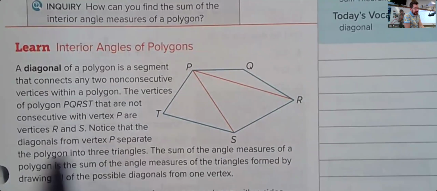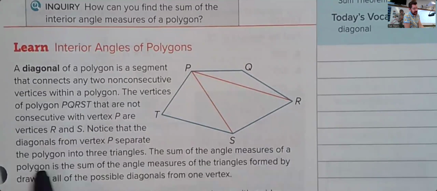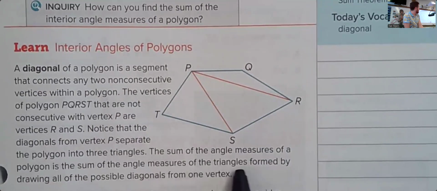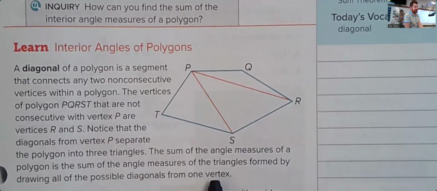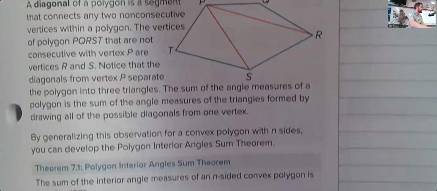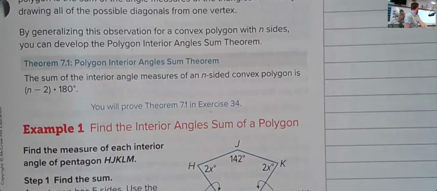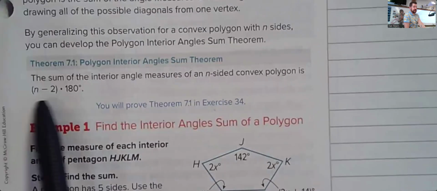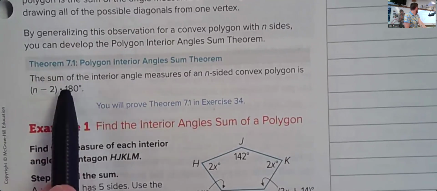So notice that the diagonals from vertex P separate the polygon into 3 triangles. The sum of the angle measures of a polygon is the sum of the angle measures of the triangles formed by drawing all of the possible diagonals from one vertex. So there's 3 triangles. Each triangle has 180 degrees. So it would be 180 times 3 in terms of the total number of degrees in the polygon. Or this is what I wrote on the board. I used S minus 2, N also works. So this is the formula for the number of degrees.